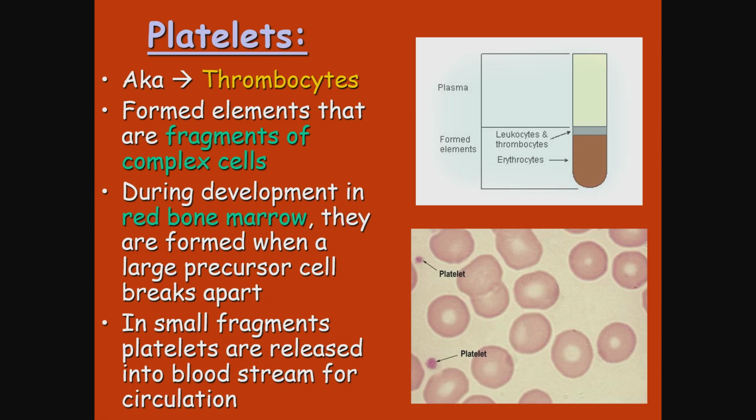And our final category are the platelets. They are known as thrombocytes. So let's review. Red blood cells are erythrocytes, white blood cells are leukocytes, and then the platelets are the thrombocytes.